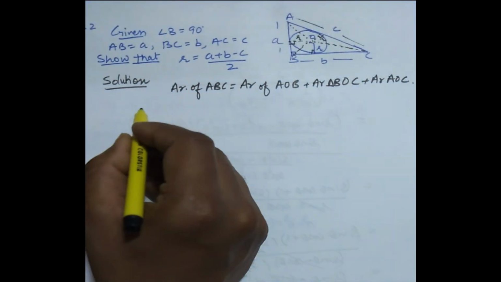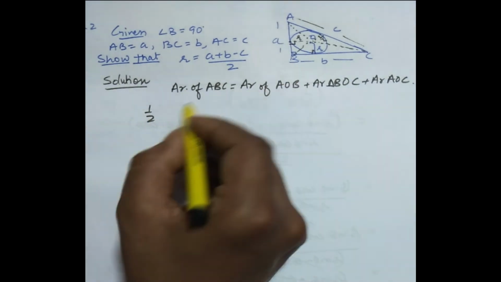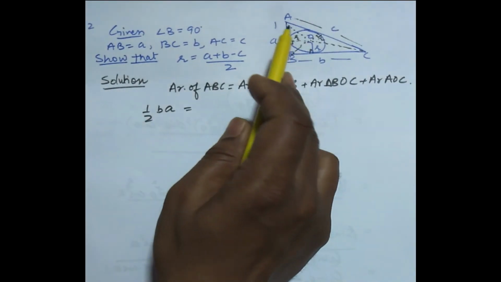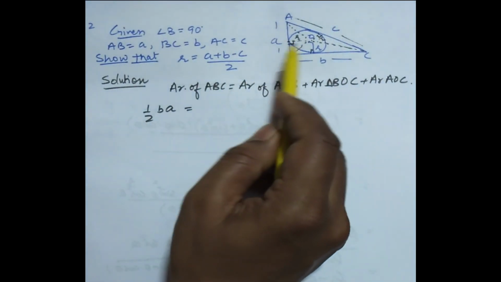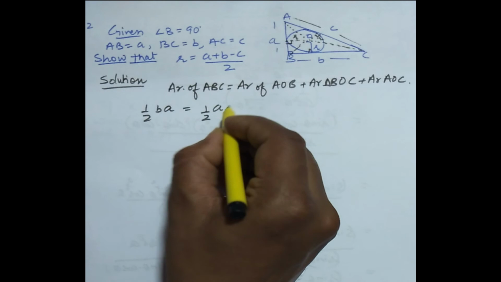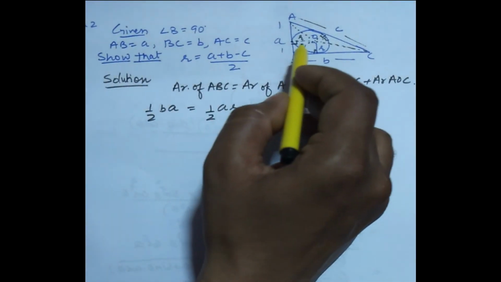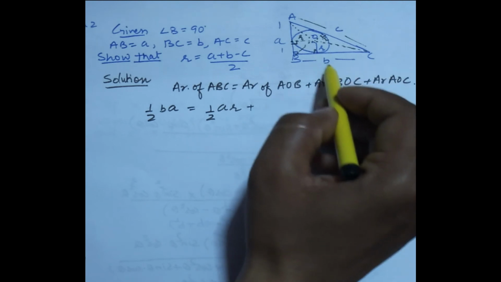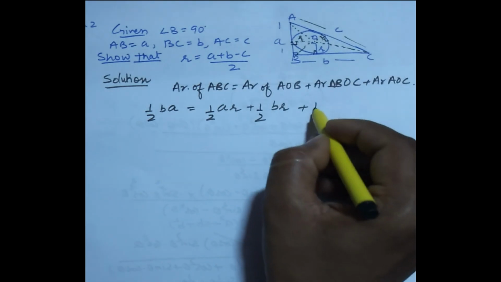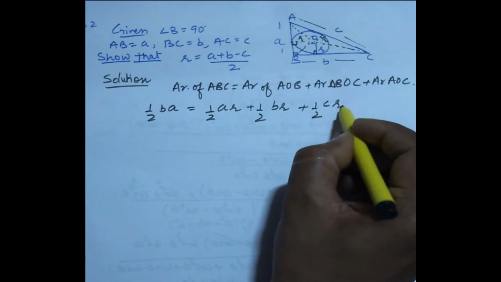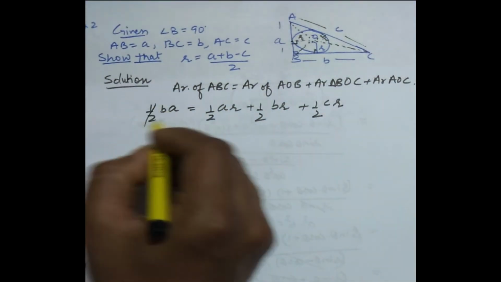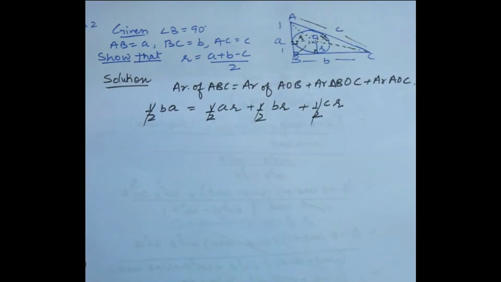The area of triangle ABC is 1 by 2 base into height. Base is B and height is A. So this is 1 by 2 BA. Area of triangle AOB: base is A and the radius is the height. So 1 by 2 A into R. Similarly BOC: the base is B and height is R. So this is 1 by 2 B into R, and area AOC is again 1 by 2 small c into R. You can see that 1 by 2 is common throughout, so you can cancel it from both sides after taking it common on the RHS.